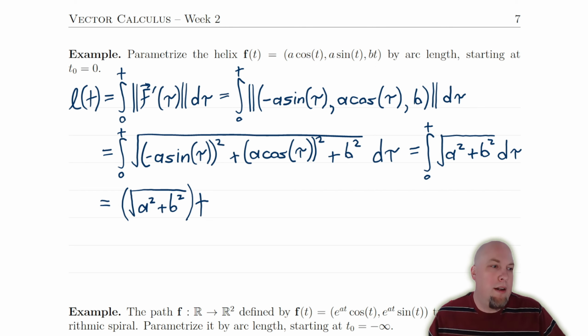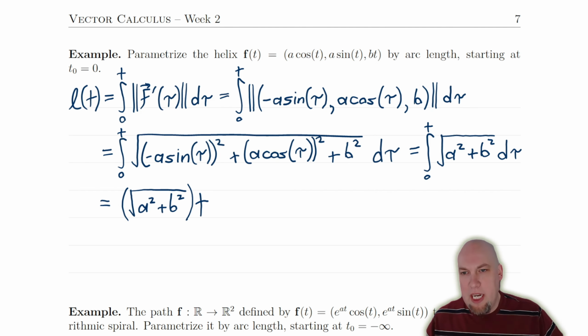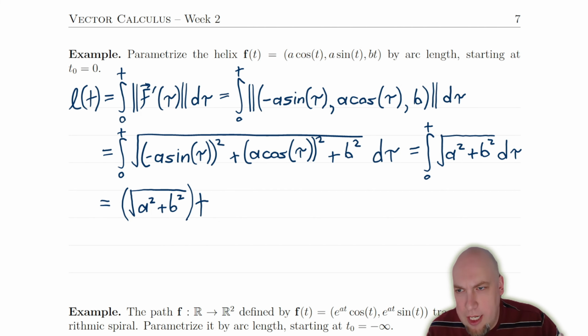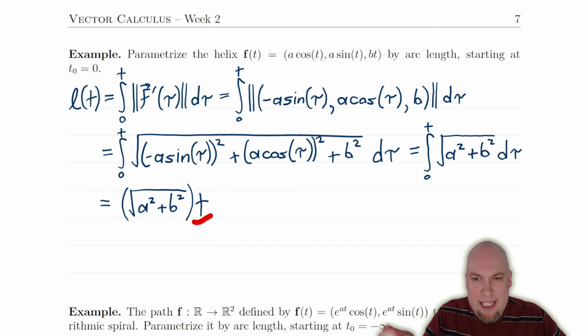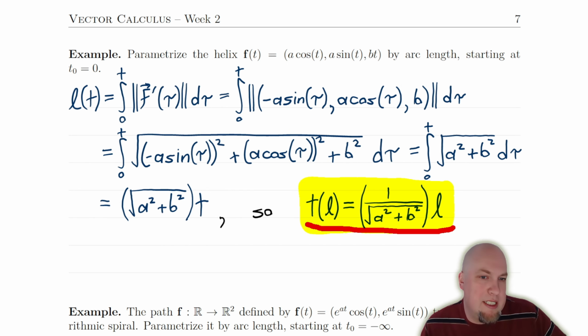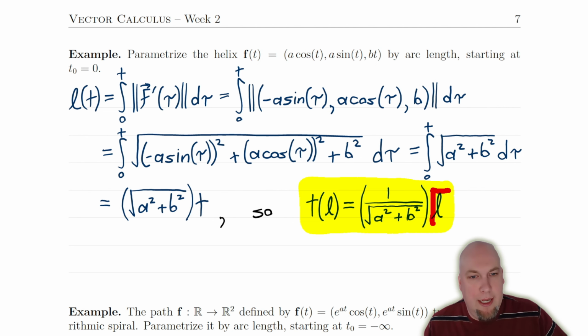To go on from here and actually do the parametrization by arc length, I've got to invert this. I've got to get t in terms of L. So I say, okay, L equals this constant times t. Just rearrange that so it's t equals something in terms of L. In this particular case, just divide both sides by the root of a squared plus b squared, and you get t in terms of L. t is 1 divided by the square root of a squared plus b squared, times L.